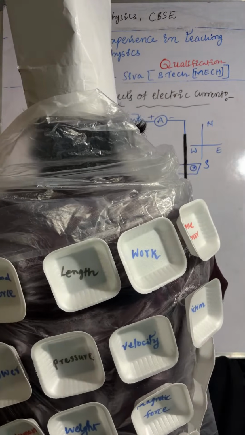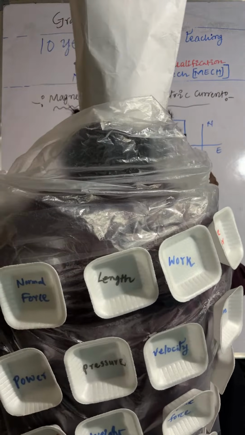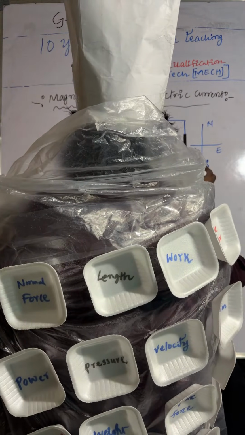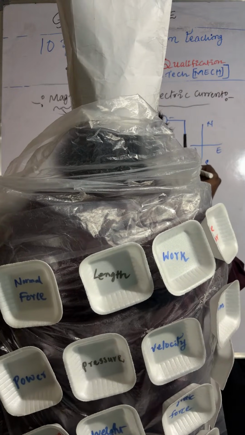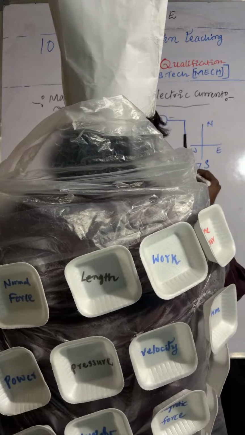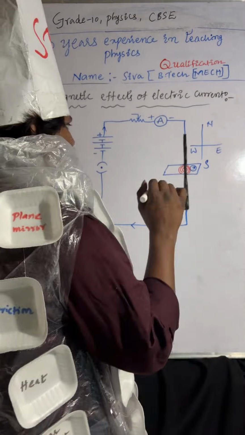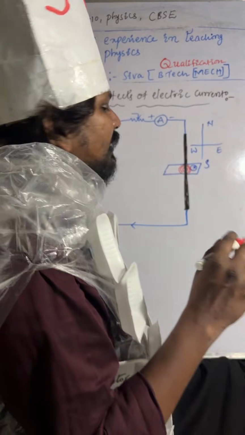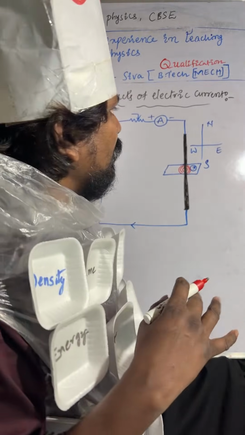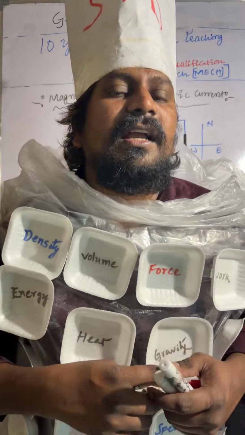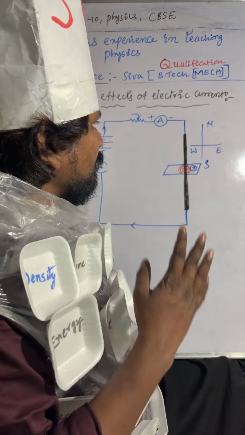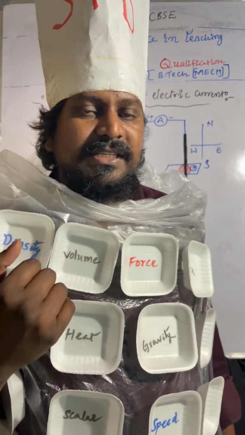So these are closed loops like this, like this, like this. Okay, so current is passing from north to south, so the deflection in the compass will be shown towards east. If the current is passing from south to north, the deflection will be towards west.